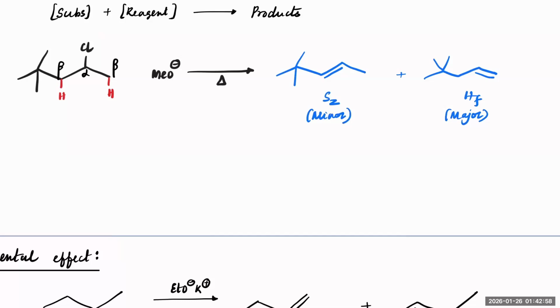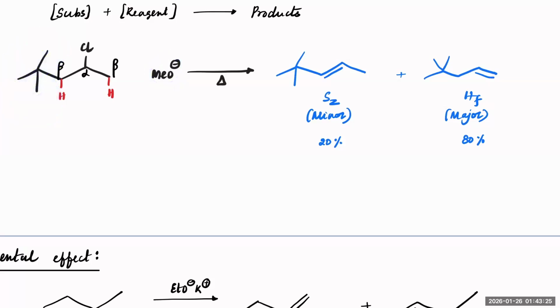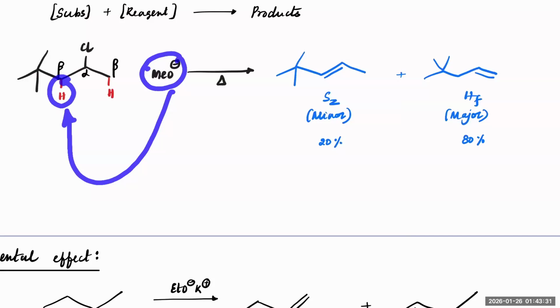And what has been noticed is that Hoffman is the major product and Saytzeff is the minor product. This is what we have noticed. In such a case, this is observed to be 20 percent and this is observed to be 80 percent. Why is that? See, although the base is small, correct? But have you noticed these three groups? This is bulky, bulky, and bulky. So all these three bulky groups are present at the gamma position because this is a gamma position carbon. Now that will repel this base if the base comes close to this beta hydrogen. So that's why it is less likely to happen.